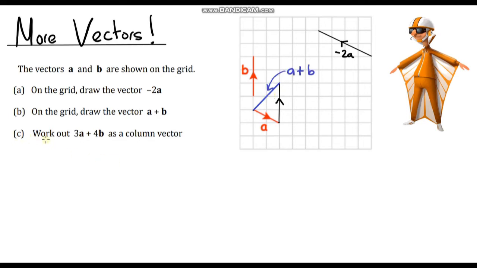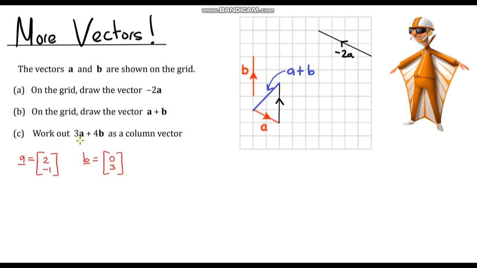And now the last question, work out 3a plus 4b as a column vector. So first of all, let's write down what a and b are as column vectors. So a is, first of all, we do the horizontal component. So we're going along 2 and then we are going down 1. So that's negative 1. So that is what a is as a column vector. Now let's do b. So B, we're not going left or right, so our horizontal component is 0. Our vertical component, we're going up 3, so it is 0, 3.